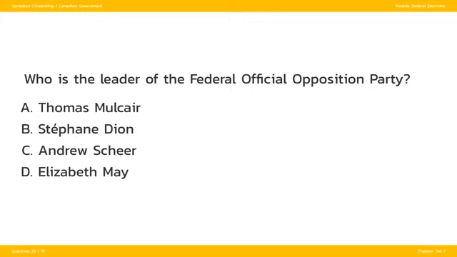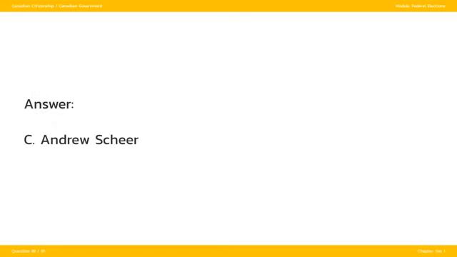Who is the leader of the federal official opposition party? A. Thomas Mulcair. B. Stéphane Dion. C. Andrew Scheer. D. Elizabeth May. The answer is C. Andrew Scheer.